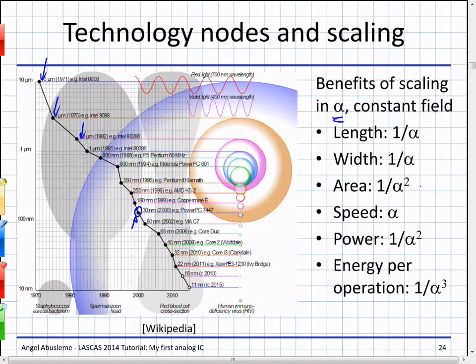The area of a transistor, which is given by the product of these two, changes in 1 over alpha squared. And if we do this scaling in constant field, which is no longer really used, but this is what if we could keep scaling in constant field, we would get an improvement in speed of alpha and improvement of power efficiency in alpha square and in energy per operation in alpha cubed, right?